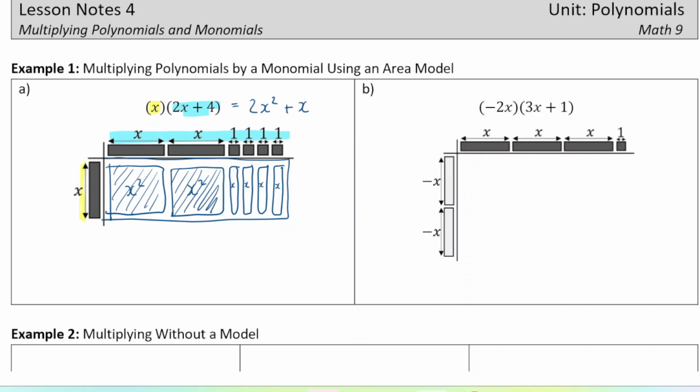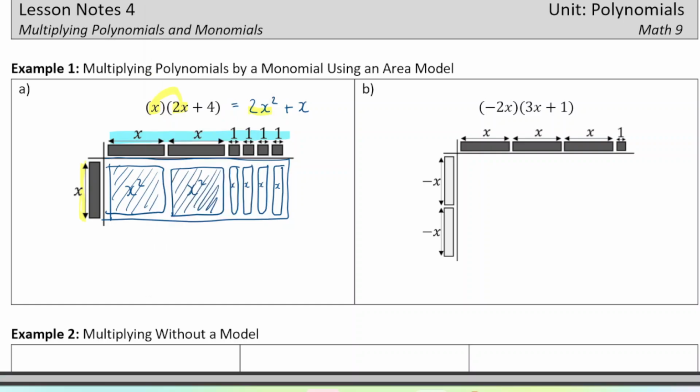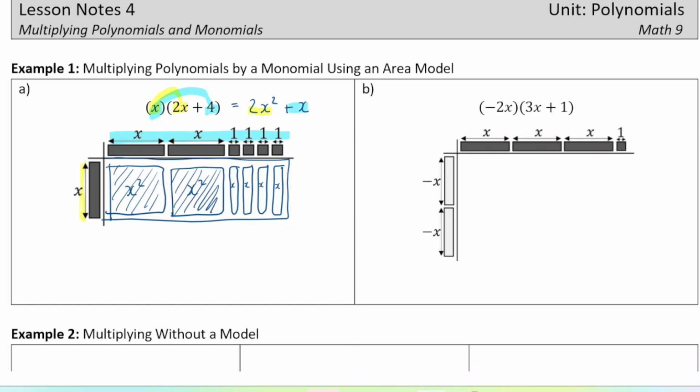Now what this really represents is, I can show you here, this x is being multiplied with the 2x to give 2x squared, and then the x is being multiplied with the 4 to give 4x. So we're using the distributive property when we multiply like this. Okay, let's try one more.